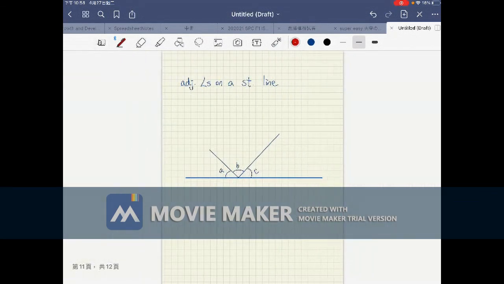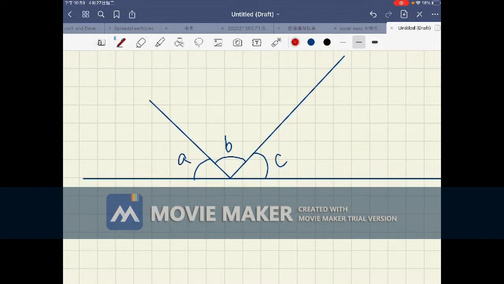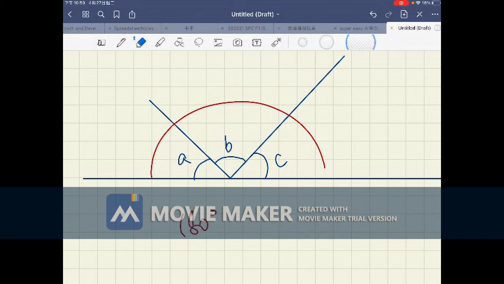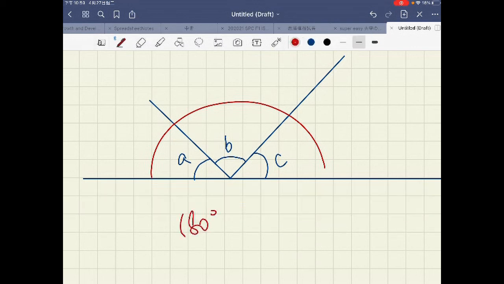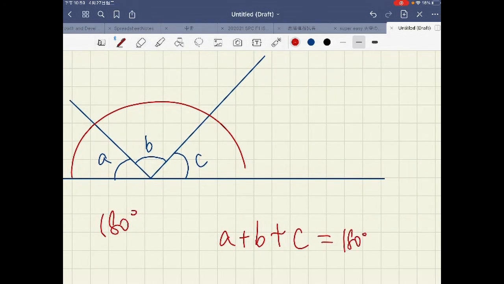For the next one, adjacent angles on a straight line. Since the total angle sum on a straight line must be 180 degrees, no matter how many angles there are, say 17 angles on this straight line, it is still 180 degrees. So according to this example, angle A plus angle B plus angle C equals 180 degrees.